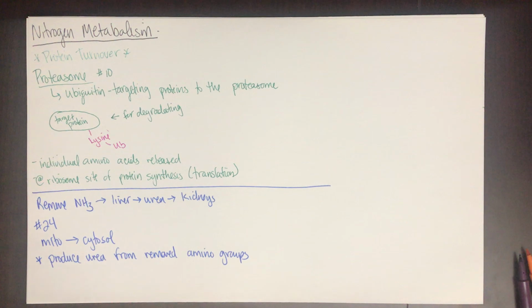And again, this is on slide number 41. So this is important because without this to remove urea, urea toxicity would build up. So it's important to remove the toxic nitrogen containing parts so that we can then recycle the carbon backbones and use them for other things. So the next slide talks about the degradative fates of the amino acid skeletons.